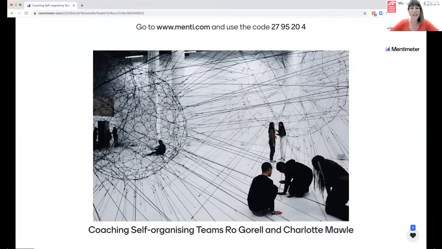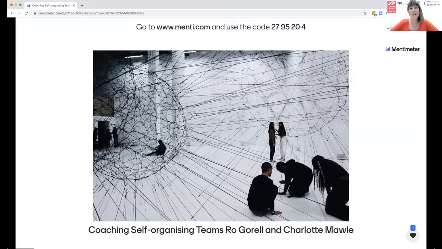And that's a really good analogy for when you're coaching teams, because when you're in front of a team coaching them, you have to be prepared for anything, because you're actually in the complex domain. So we chose this picture because it probably represents the web of complexity that coaching teams is all about. So that's what we're going to explore today, the complexity of coaching teams, and we're going to be using a coaching approach to do that.